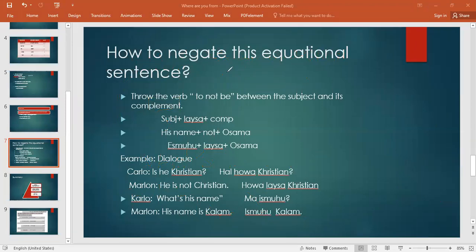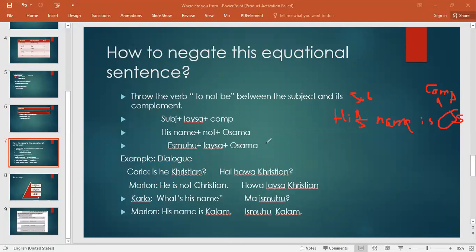So how do we negate an equational sentence? For example, as we said, this is a summary: his name is Osama. We just talked about the subject and the complement, and how we form yes or no questions. His name is Osama. Here, as we know, we have a subject, which is his name, and a complement, which is Osama. It means اسمه Osama. This sentence is a positive statement.